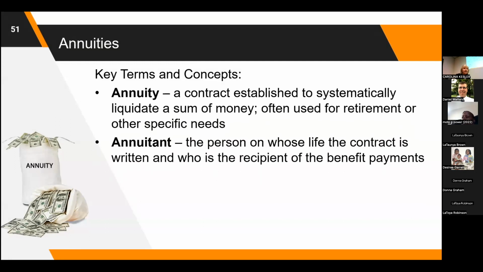Life insurance creates an estate. An annuity liquidates an estate. It's often used for retirement. So what's an annuity used for? Retirement. They suck, though. I have to tell you that.